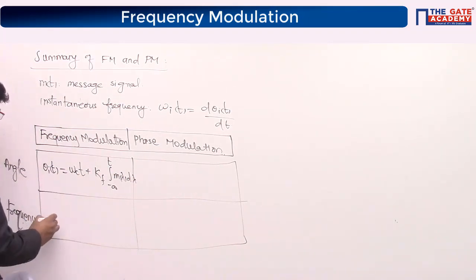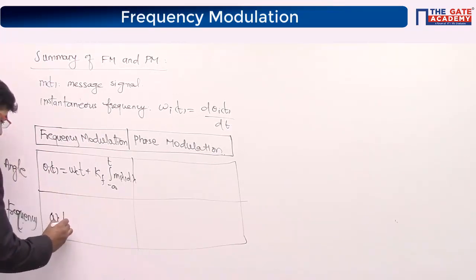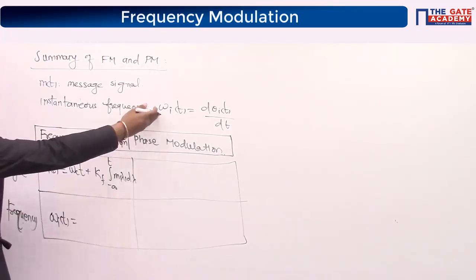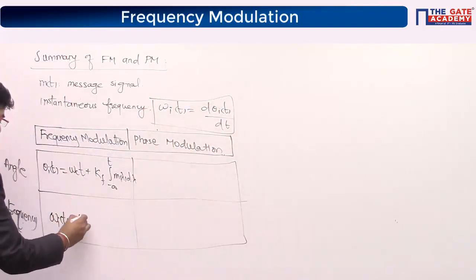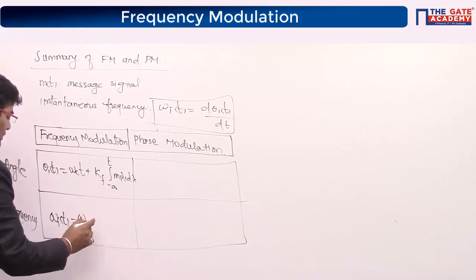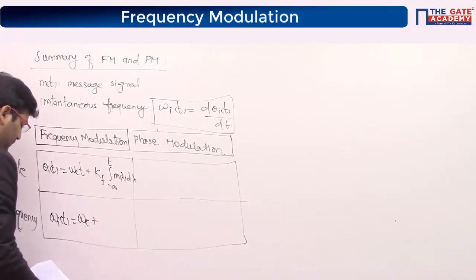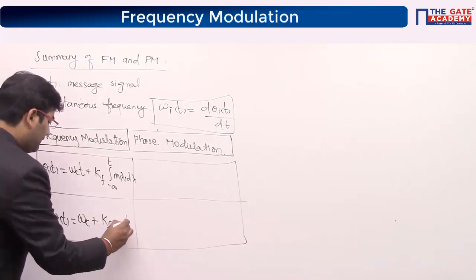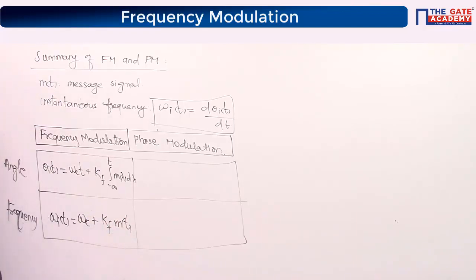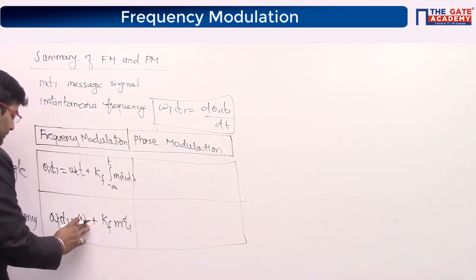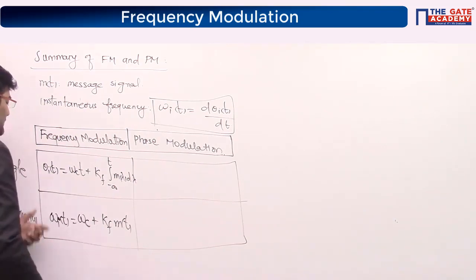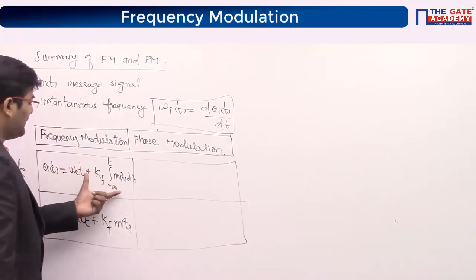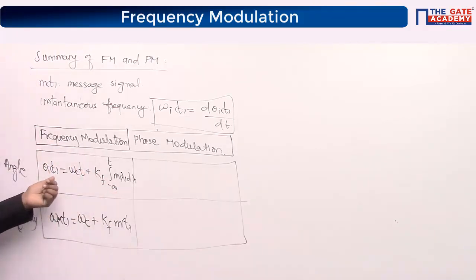In terms of frequency, you have to differentiate this. d theta by dt is your omega. Differentiate this and you'll get omega_c plus k_f m(t). So you can clearly see that these two equations are making sense in terms of angle. And this is the same term, you take this and put in A_c cos theta_i(t). Remember that?